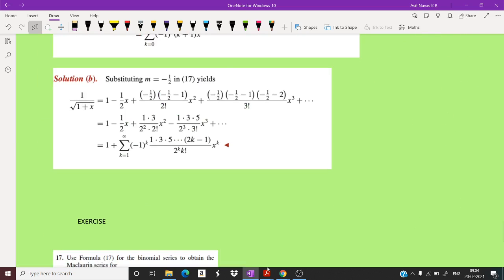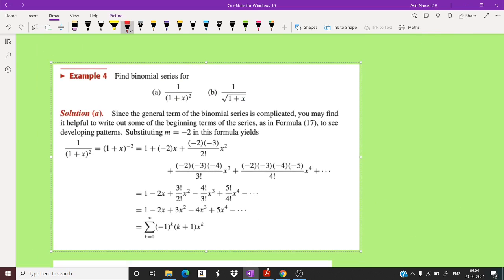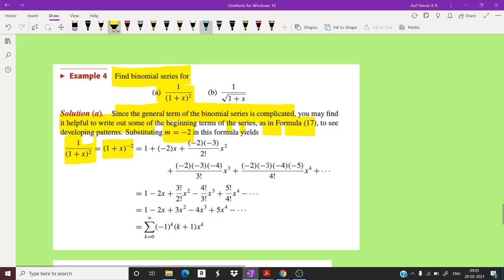So we will do two problems, and we will conclude the session. The first question is to find the binomial series of 1 by 1 plus x all squared. Since the general term of the binomial series is complicated, we will write the series in the pattern, as in the formula. Here m is equal to minus 2. So we can write 1 by 1 plus x all squared as 1 plus x raised to minus 2. We know that the binomial series expansion of 1 plus x all raised to m is 1 plus mx plus m into m minus 1 by 2 factorial x square plus m into m minus 1 into m minus 2 by 3 factorial into x cube plus and so on.